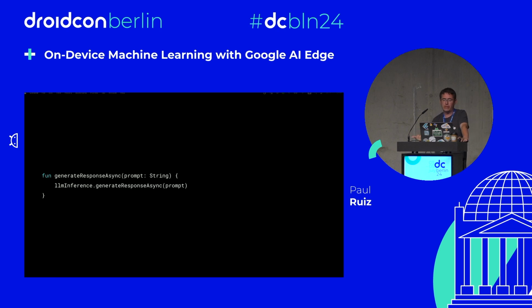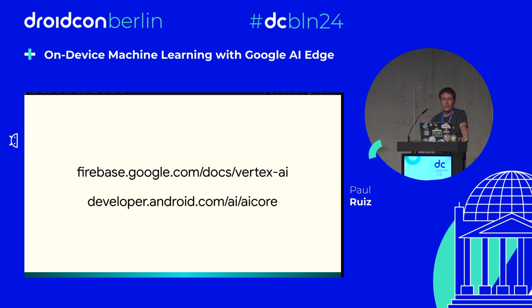There's a generate response, which is synchronous, and a generate response async, which is your async version of this. And before wrapping up, I did want to bring up that since this is all considered experimental still, if you do want to add LLMs into your app, Firebase has some tooling around cloud-based Gemini and Vertex AI, which is worth checking out. I did confirm before coming here that this does work in Europe, so you're not going to run into issues of not being able to use it there.